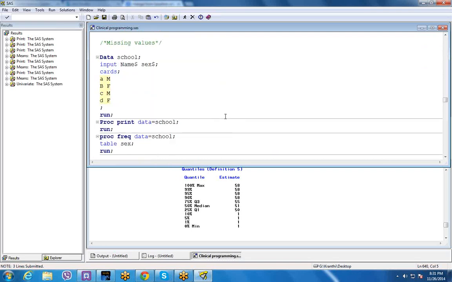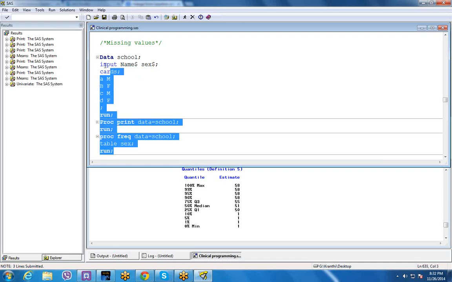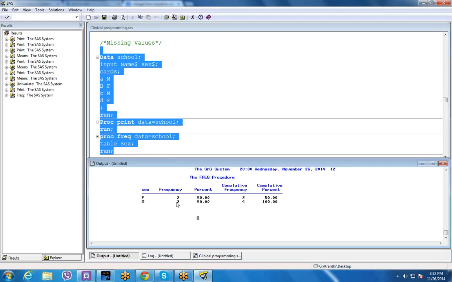Now coming to the missing values. Missing values also play an important role in the clinical setting. Let us see what the missing values do. For example, there's a class of 4 people, 2 male and 2 female. On some specific day, somebody came to visit and noted the strength of the students in percentage. So female 50% and male 50%. There is no error in noting that. 50 female, 50 male.